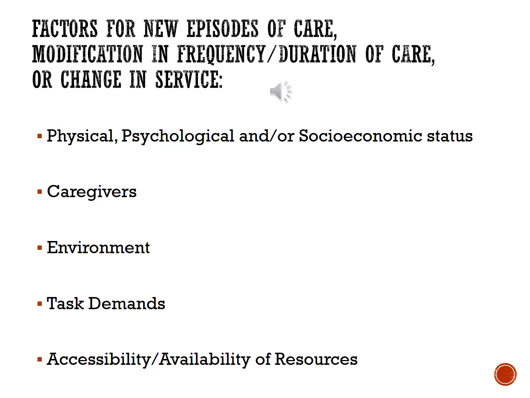And then we've kind of talked about this last bullet already, accessibility and availability of resources. That could really change based on the environment changing, the insurance company changing, the caregiver being available. So that last bullet kind of feeds into the areas that we've previously discussed.